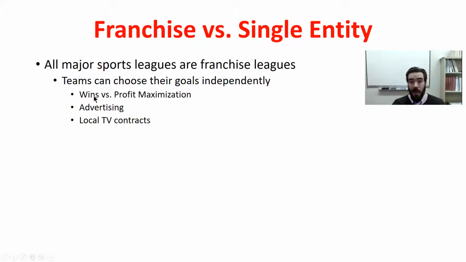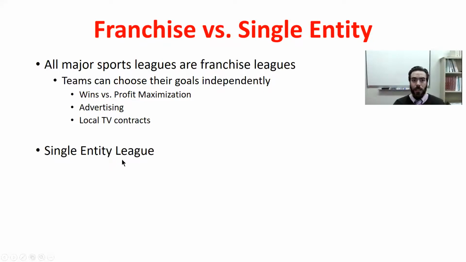So some teams might go for win maximization, some might go for profit maximization. Some teams might decide they want to do some local advertising, others don't. Some teams might want to sign local broadcast deals, others don't. There's variation across the teams in how they're generating revenue or how they're operating their team.